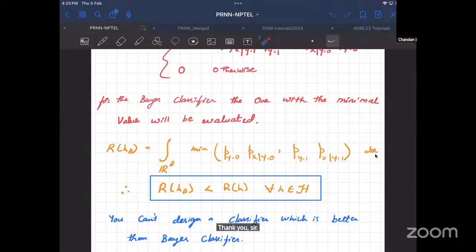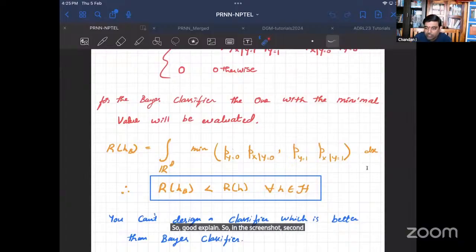Sir, could you explain? In the screenshot, second line, consider first line. Can you explain some mathematical example for each topic? No, we are doing it, right? Most of the tutorials are exactly that. Okay. Yes, Utsav, please go ahead. What is your question?